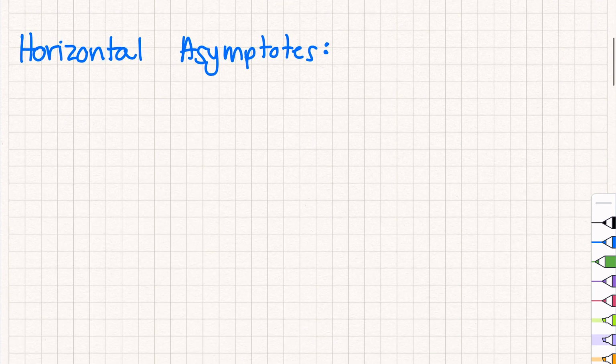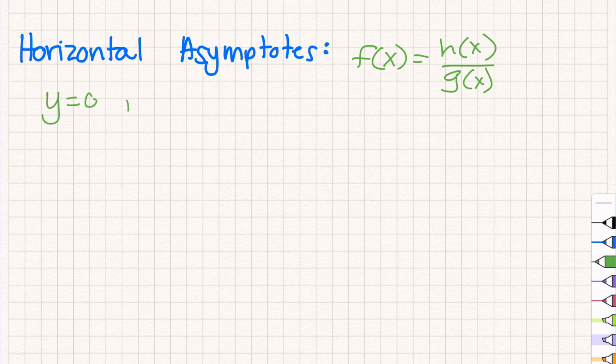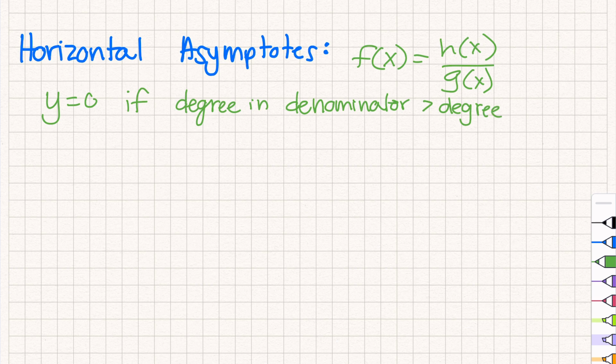So for horizontal asymptotes, say I have f(x) equals h(x) over g(x). There's a few reasons why we may have a horizontal asymptote, and there are a few different types of horizontal asymptotes we can have. So your horizontal asymptote, as we saw in the last lesson, will be y equals 0 if the degree, so remember the exponent, in the denominator is greater than the degree in the numerator.